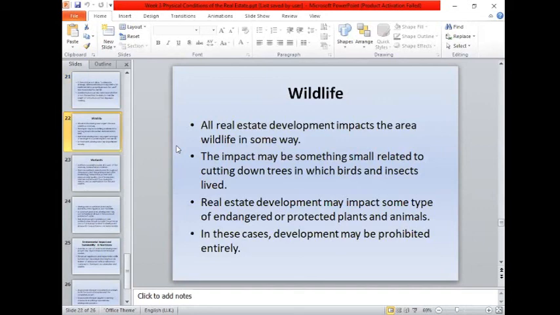Another is wildlife. Wildlife is also affected by real estate development, for example by cutting down the trees where birds and insects live. Yes, because if you talk about habitat, sometimes you have to consider wildlife. There are some endangered protected plants and animals that we have to protect, but real estate development may impact some of those things. I'm not saying that the real estate companies must take this for granted.